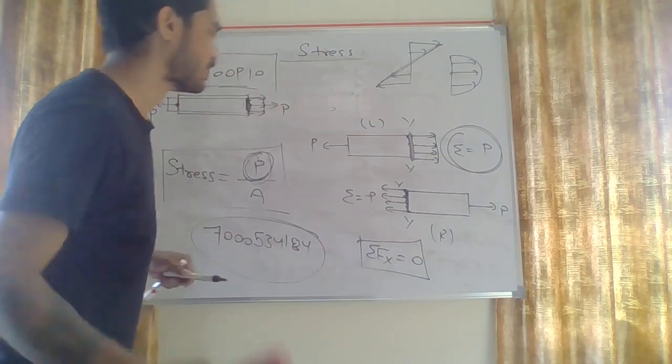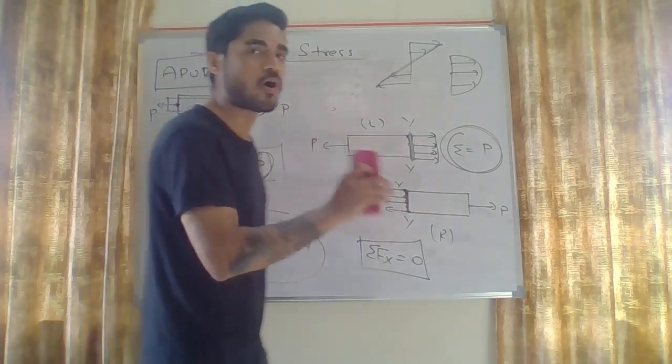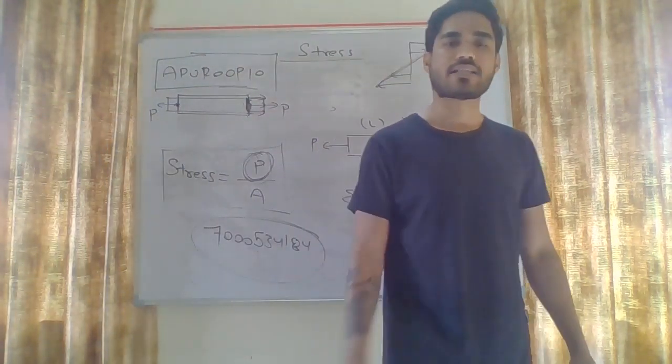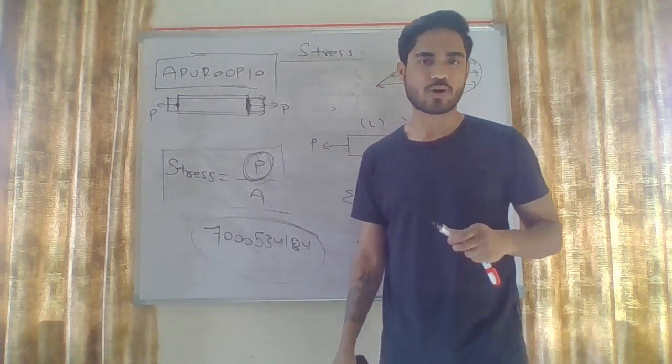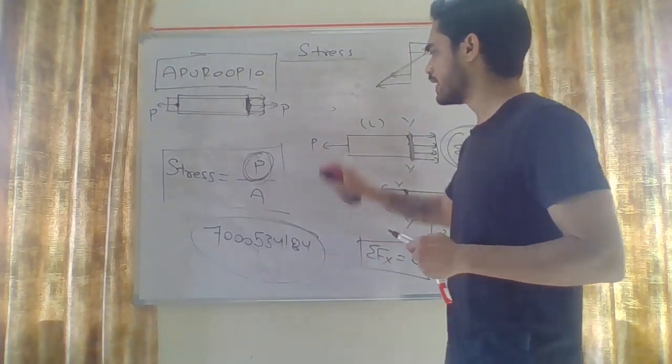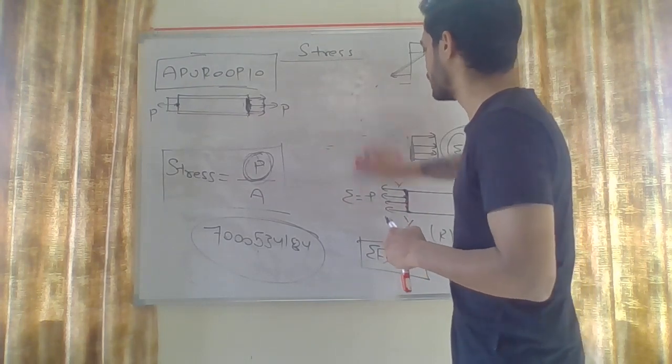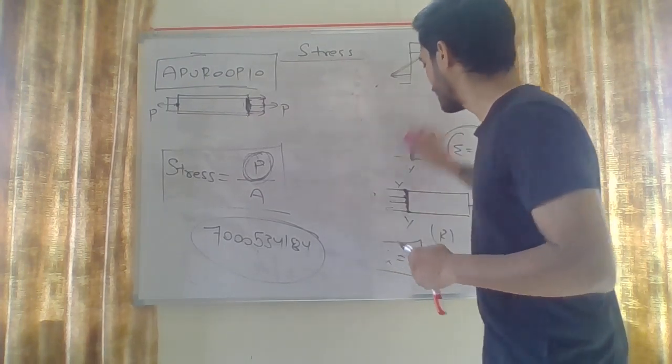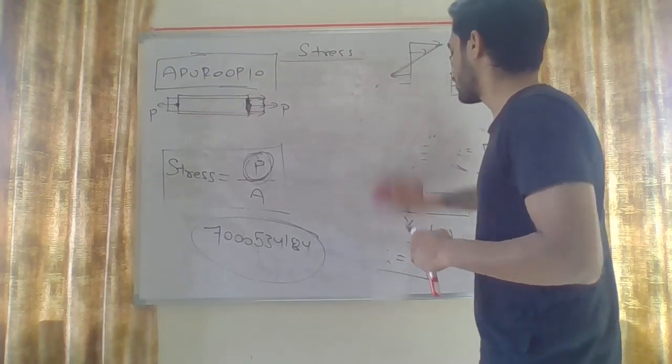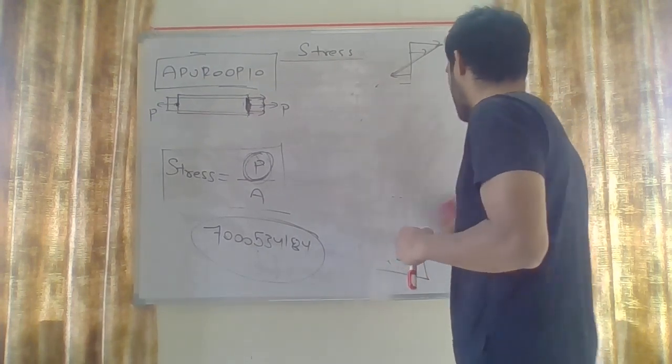Okay, all right. So my friends, we have understood the concept of stress, why the stress is developed, how the stress is developed. But I told you that in different cases the equation of stress will be different. So in different cases you will get different equations of stress. Here we are getting P by A.